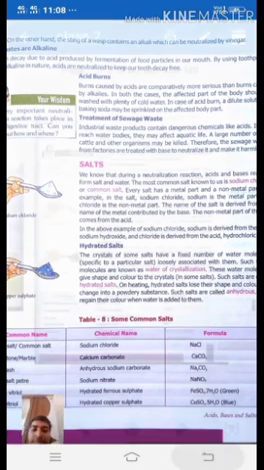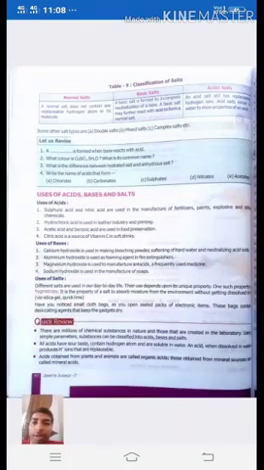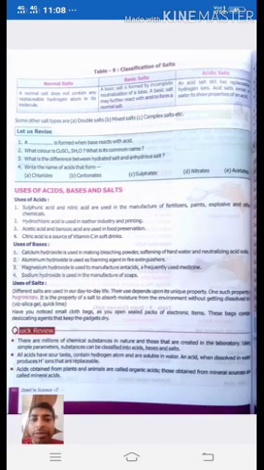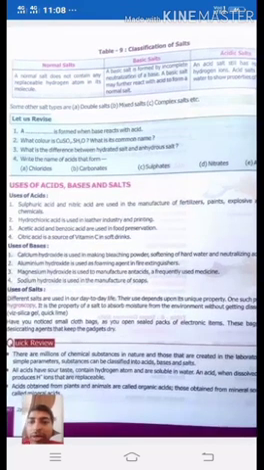Let's see here. Classification of salt: a normal salt, basic salt, and acidic salt. A normal salt does not contain any replaceable hydrogen atom in its molecule, right? As we saw with hydrated and anhydrous salts, they contain water, and when the water is removed, they become colorless. And there is no such case in this type of salt.